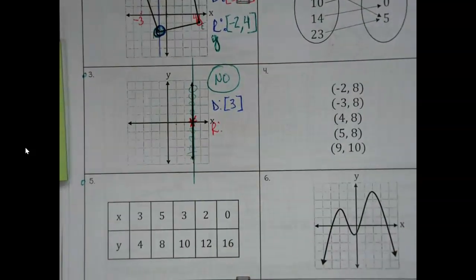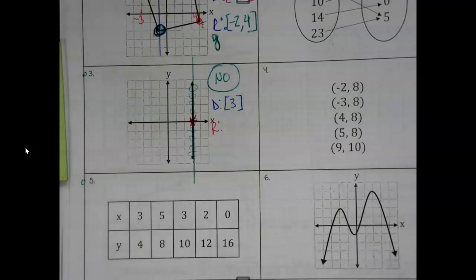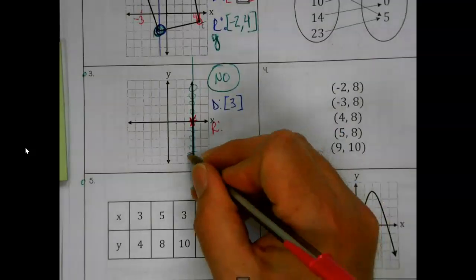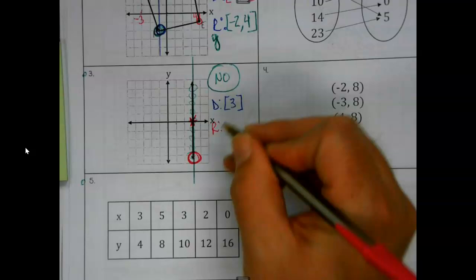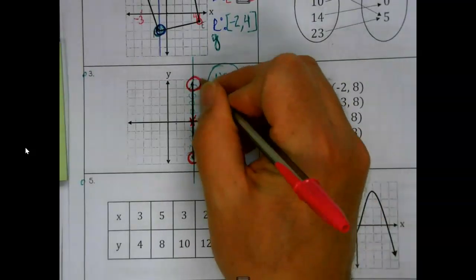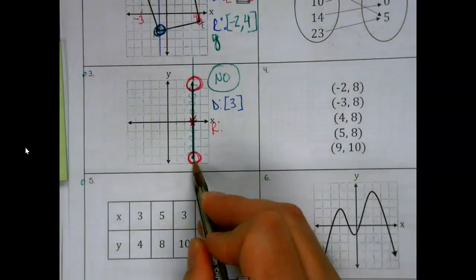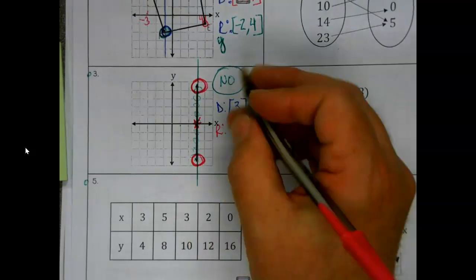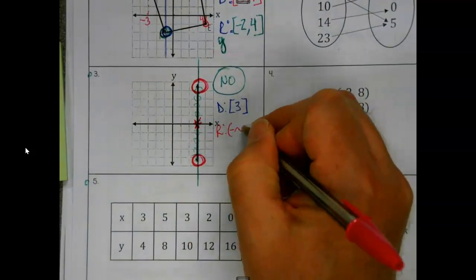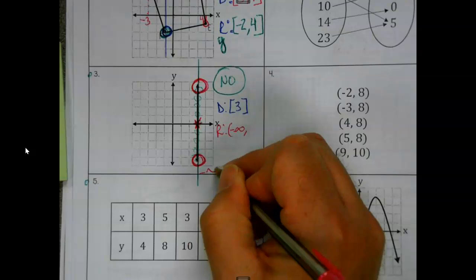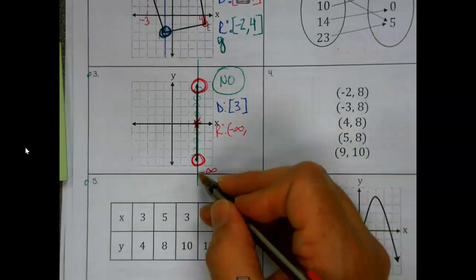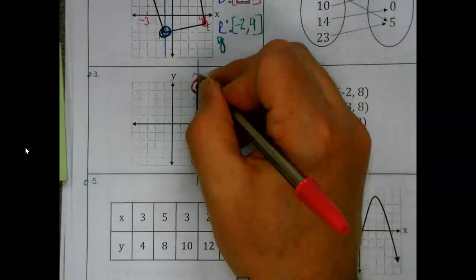That's kind of weird. I wouldn't do that to you on a quiz, but it's good to know for future reference. Now my range. Oh, I see arrows. We're going down forever. So my bottom's at negative infinity, way down here. And I'm going up forever.